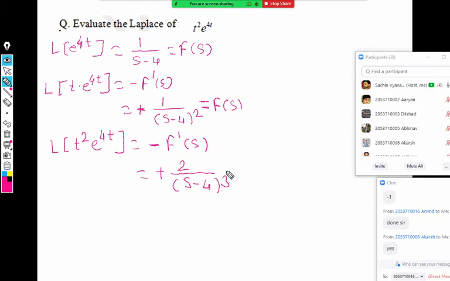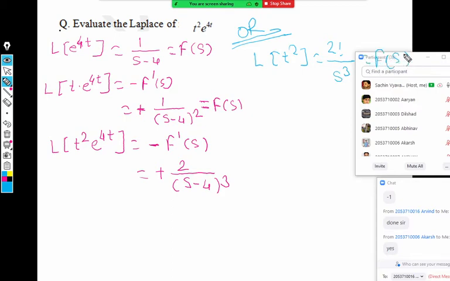That is the end of the example by multiplication by t property. Now I will show you the other way. The other way is very, very simple. First we write the Laplace of t square. What is the Laplace of t square? Laplace of t raised to n is n factorial upon s raised to n plus 1. So 2 factorial upon s cube. And that is our f(s).